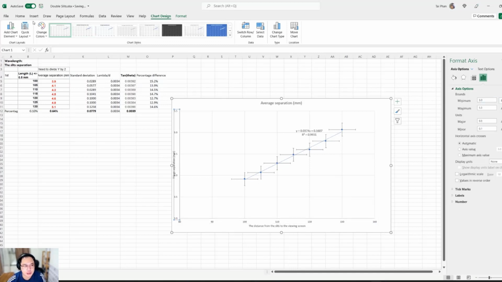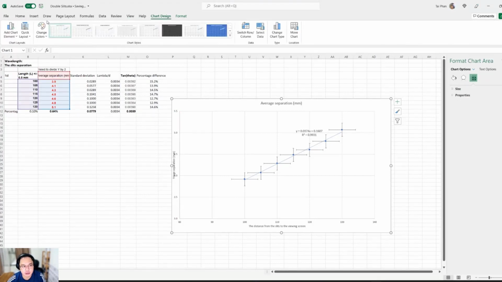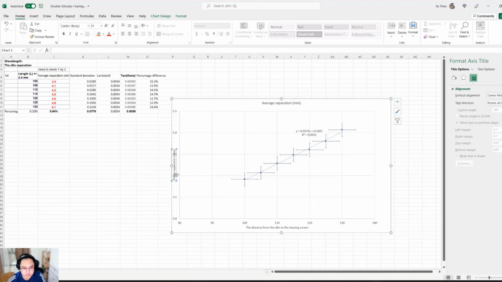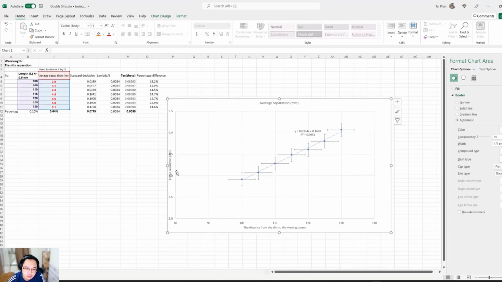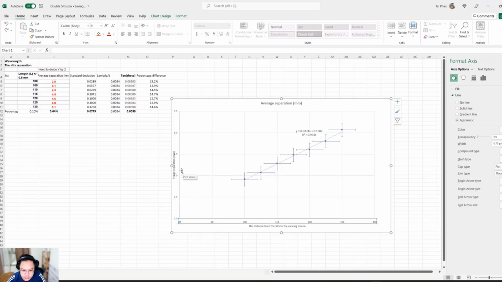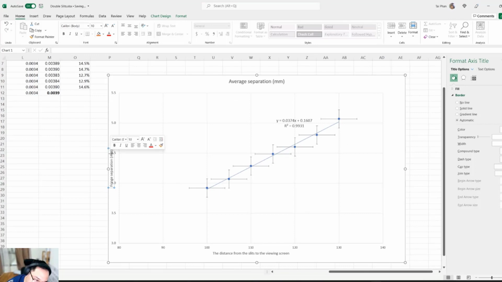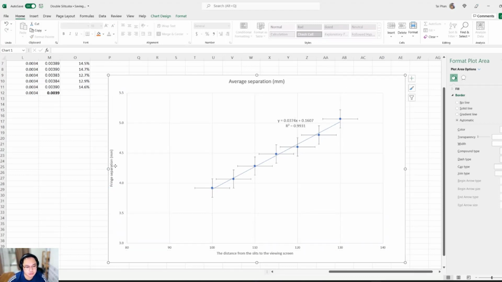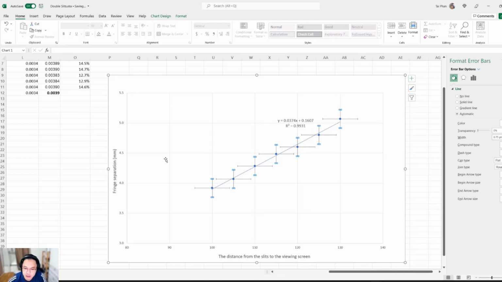Let's increase the text size. Increasing the text size here, 11. I don't know why the text looks so weird here. Okay, it's better. Okay, much better now. This is the error bar with the standard deviation, okay?